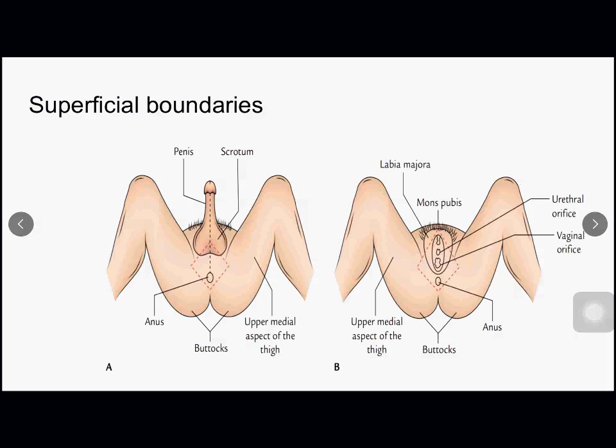Now let us move on to the superficial boundaries of the perineum. It is different in males and females. In males, the anterior boundary will be the penis and scrotum. Posteriorly you have the natal cleft, and on either side you have the upper medial aspect of the thigh. In females, anteriorly you have the mons pubis and labia majora. Posteriorly you have the natal cleft, and on either side the upper medial aspect of the thigh. So this is regarding the superficial boundaries of the perineum.